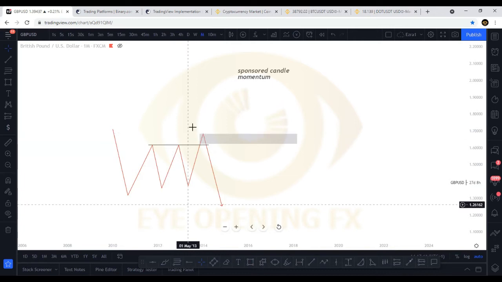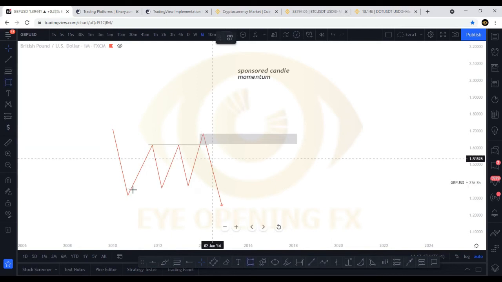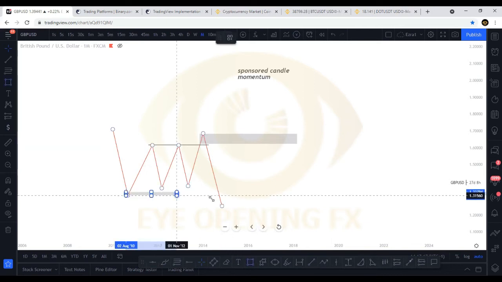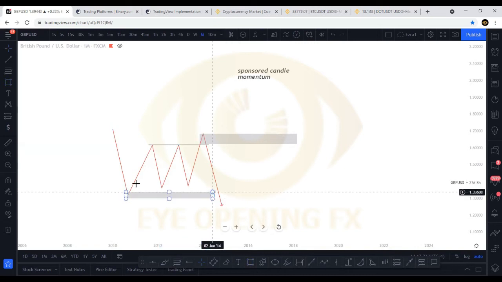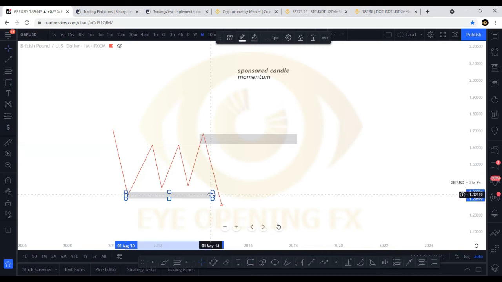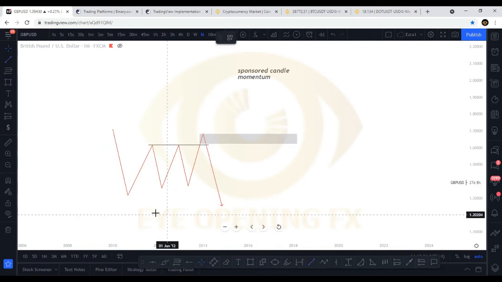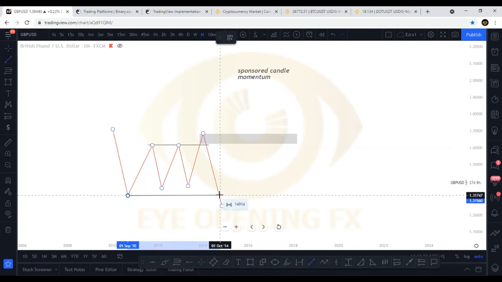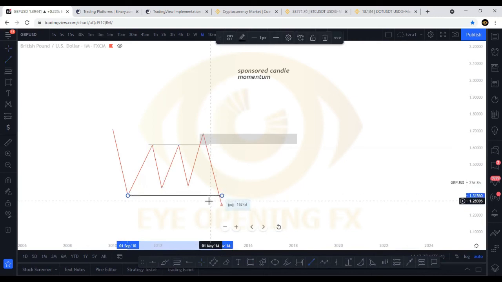Because it's not easy to raid this double top before selling. So those are sponsored candles. You can have also a sponsored candle here, the last candle before this buy move. We can have that as a sponsored candle, but we don't care more about it. Why? Because we are on a downtrend. So this is it, a lower low is formed.